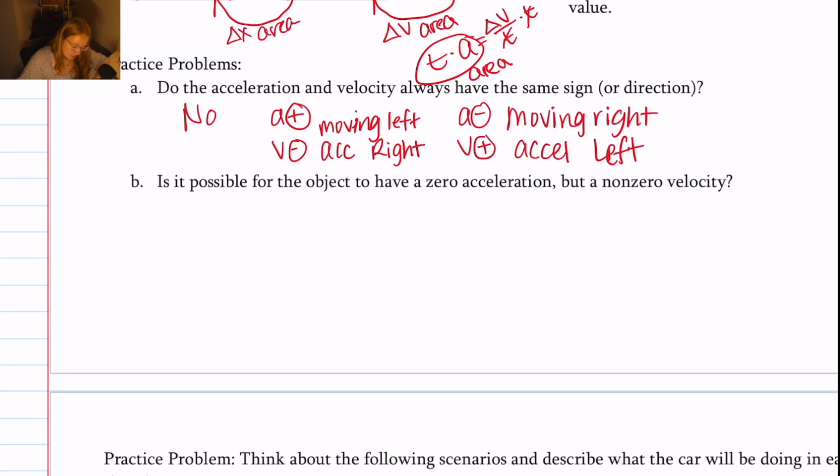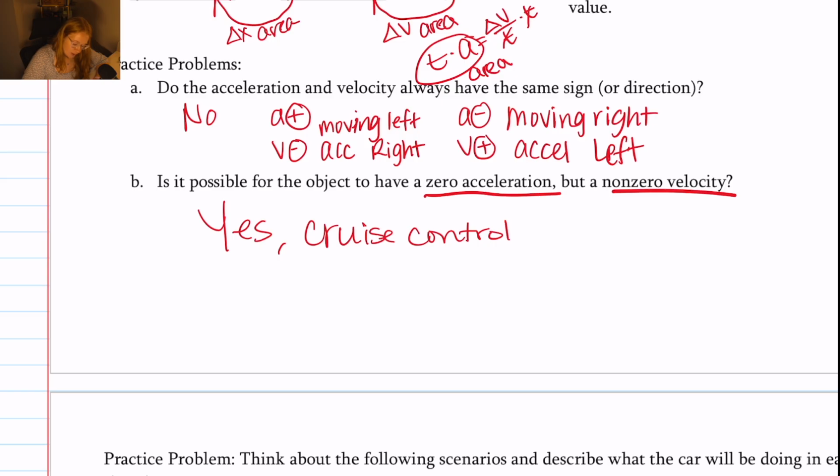Okay. Is it possible for an object to have 0 acceleration but a non-zero velocity? Yes. And I just spoke about that. We call that cruise control. So you're moving, but not speeding up or slowing down.